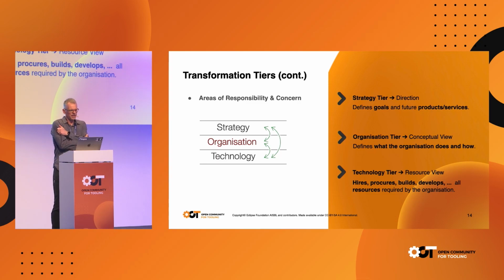So the strategy tier provides direction to a transformation. The organization tier is a conceptual view. It defines what the organization does and how at a slightly abstract level. And then the technology tier, that's the resource view. That's the tangible resources like actual people, offices, invoices, software licenses, electrical power, you name it. That all lives there. And it's this tier's responsibility to hire, procure, build, develop, whatever, all the resources that the organization needs to fulfill its goals.